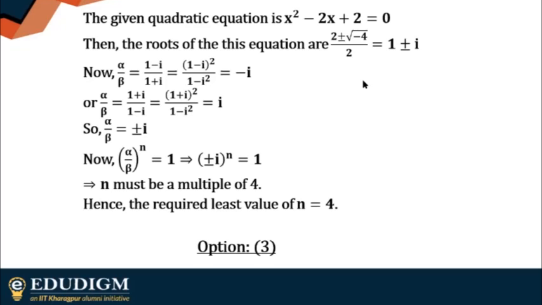If alpha is minus i, none of them. n will be least if alpha is 1 minus i. If this question is clear to you, just let me know.